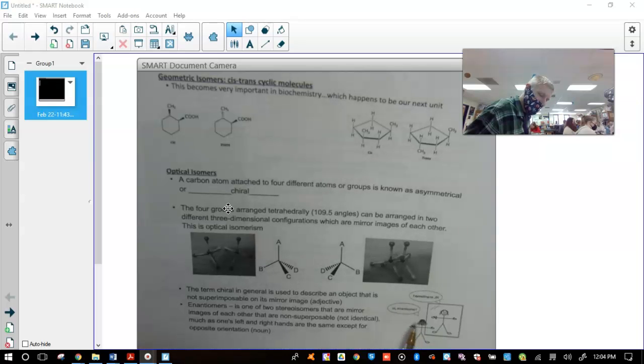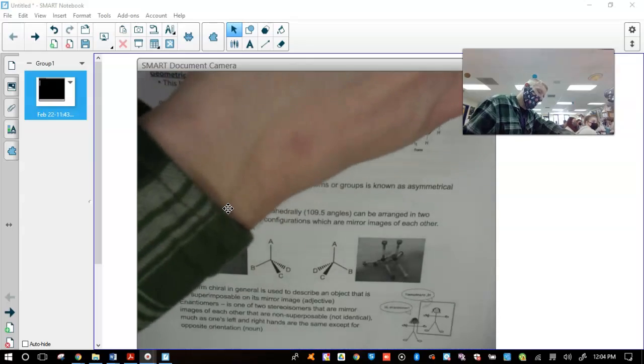Oh, there's Sally saying hi in an enantiomer. But if you put Sally on top of herself, she would not be the same person.